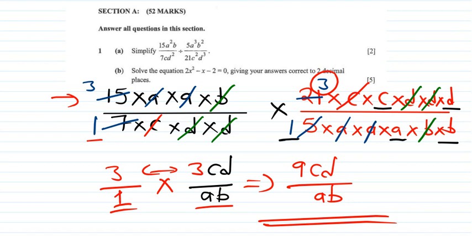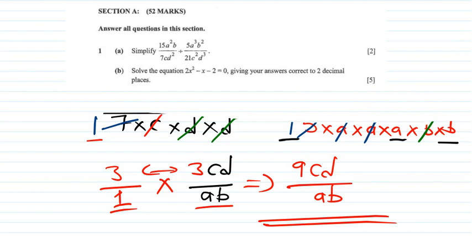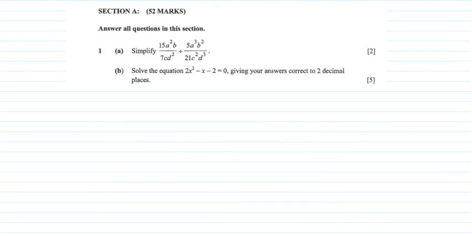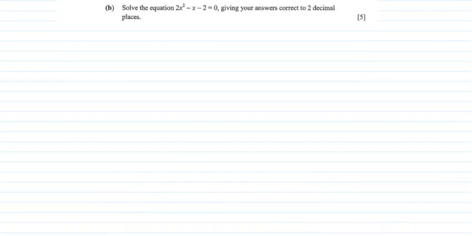So now we can move confidently to the next part of the question, that is b. Now for b, what we have is a quadratic equation, very basic to most of us. We're so very familiar with these questions. So we've been given the equation 2x squared minus x minus 2 is equal to 0.